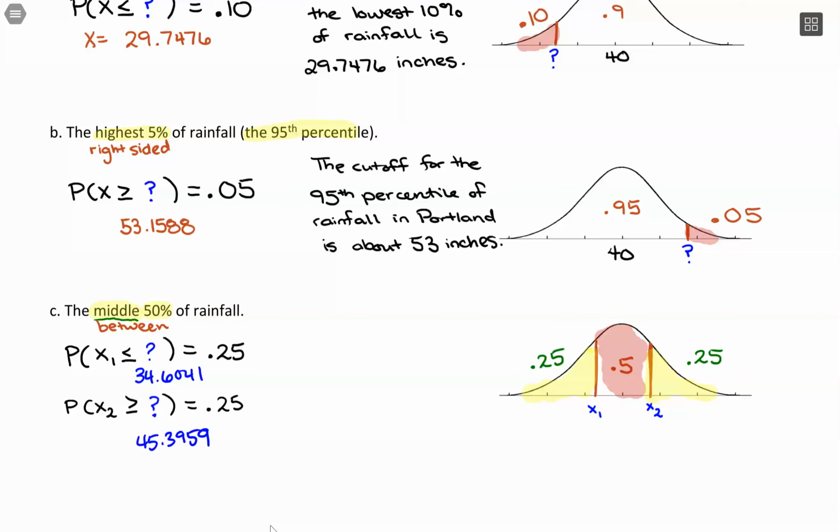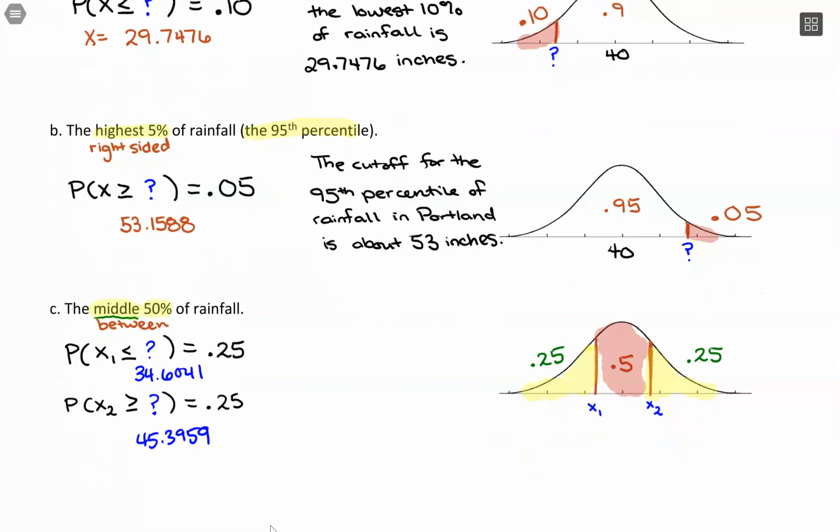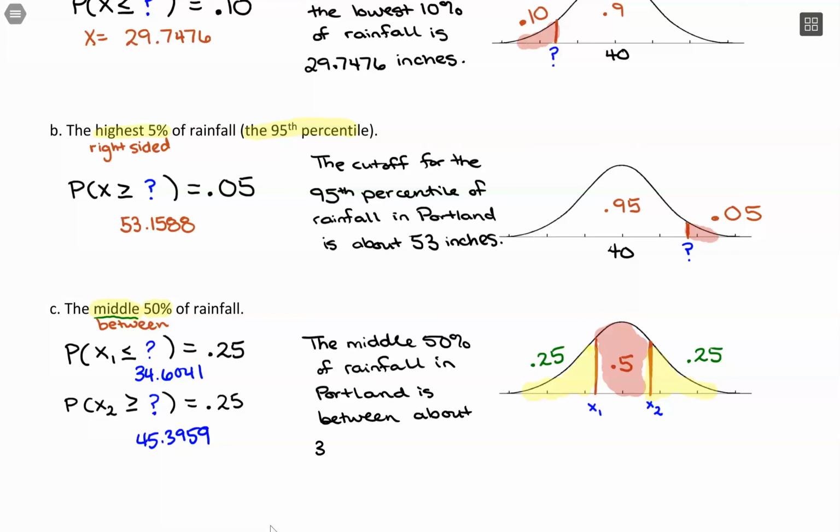This one doesn't have a percentile associated with it because it's bound between two values. So you'll notice with A and B I talked about percentile. This one is a special case. So I'd say the middle 50% of rainfall in Portland is between, let's say about 35 and 45 inches, just around those to whole numbers.